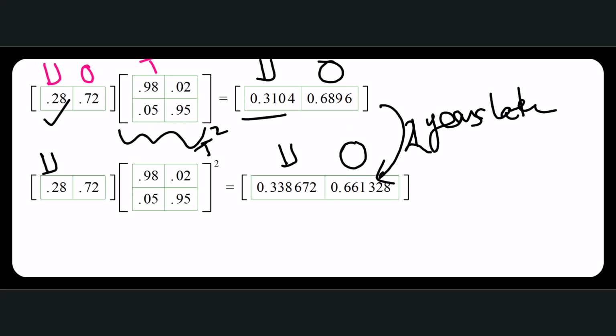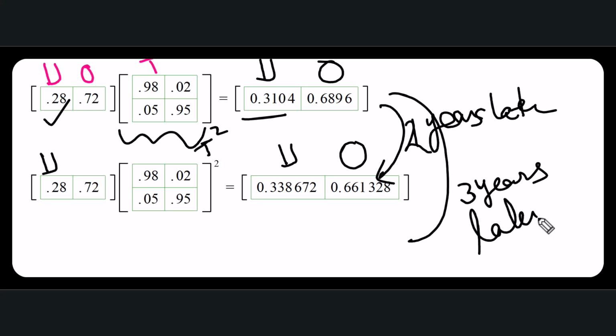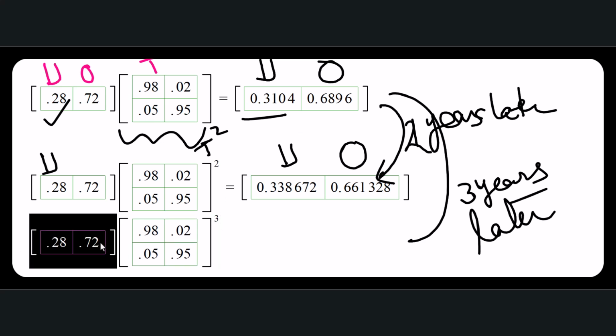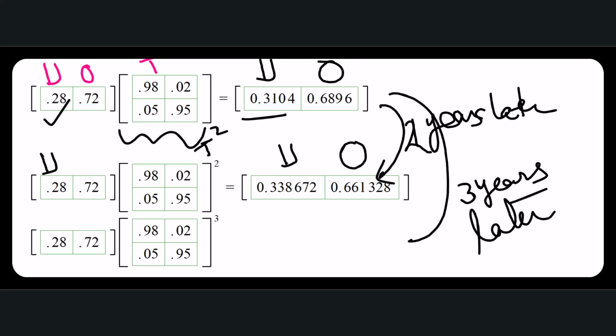And then the next question was to do the same thing 3 years from now. So instead of power 2, we take the transition matrix to the third power and multiply that with the initial state, where again the first entry is U for this year. Then 3 years since the initial stage, the market share of U goes up to 36%.